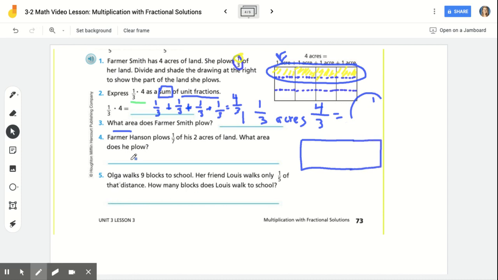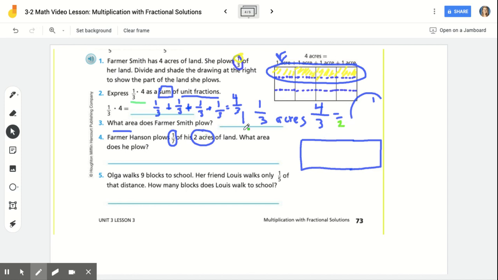Okay, so now Farmer Hansen, I'm going to circle these key numbers, 1/7 and 2 acres. So he has a total of 2 acres. At the top, remember, I'm going to put, let me change my color so it's a little more clear, 2 acres total. And remember, 7 and 2 do not share common factors, so we are in fact going to have to be using this diagram way to solve.